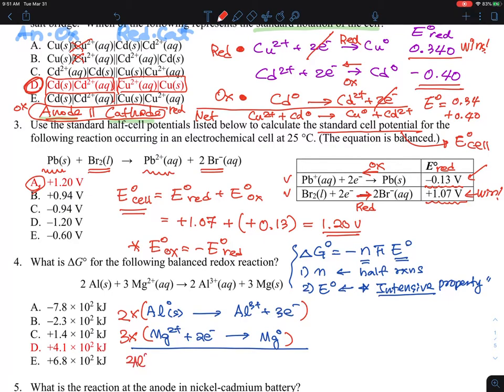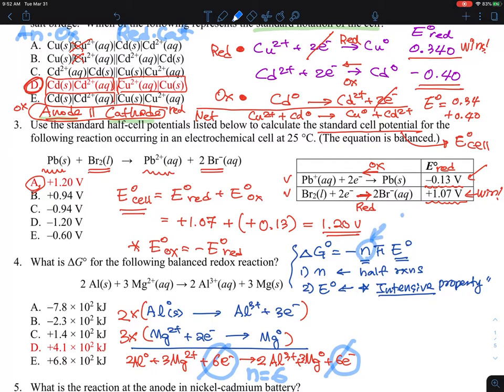2Al0 and 3Mg2 plus with 6 electrons, giving 2Al3 plus and 3 Mg naught plus 6 electrons. Normally I don't write the equation this way, but this time I want to emphasize this, which is going to be canceled out. But from this reaction, you now know n is 6. The 6 electrons are involved in the transaction. So I know this one is 6 now.